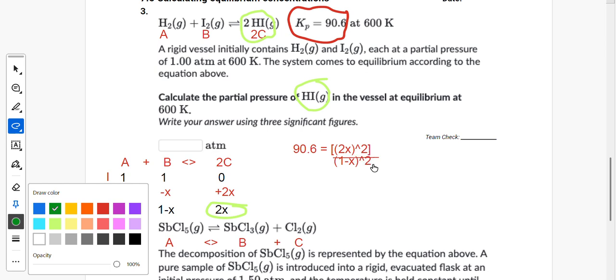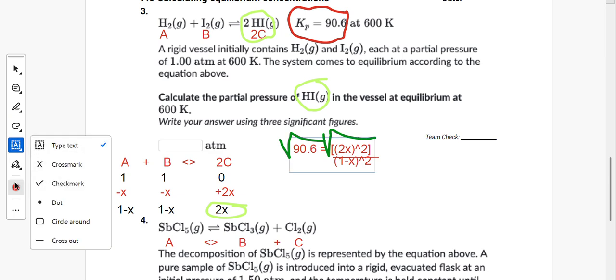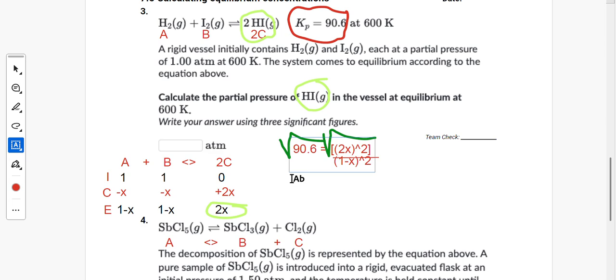Because I have things that are squared on the top and on the bottom, I can do the square root of everything on both sides to try to solve for x. And once I do the square root of everything on both sides, now things get a little bit different. Now I'm down to 9.52 is equal to, okay, and then I've got 2x.